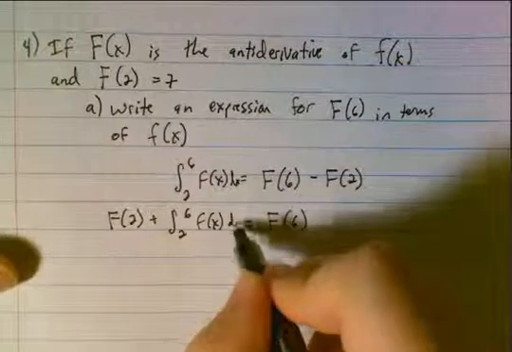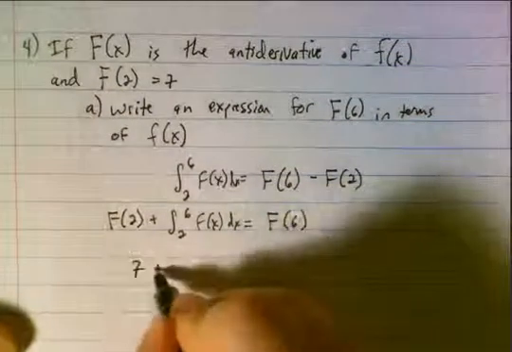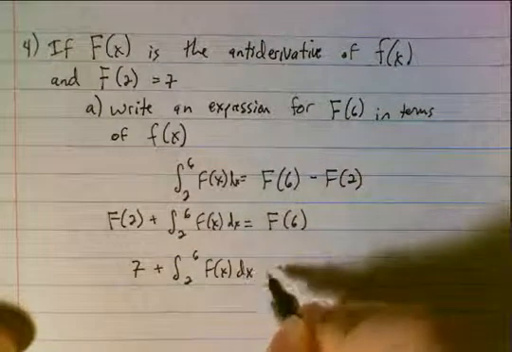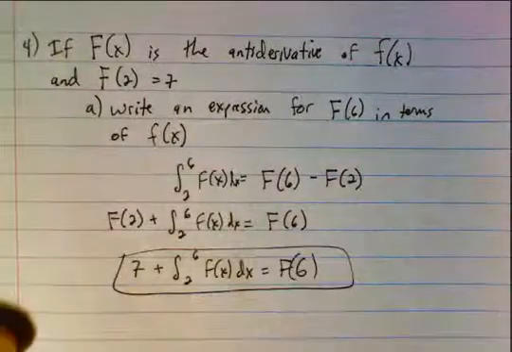So it should be dx. And we're told that capital F of 2 is 7. And there we go.